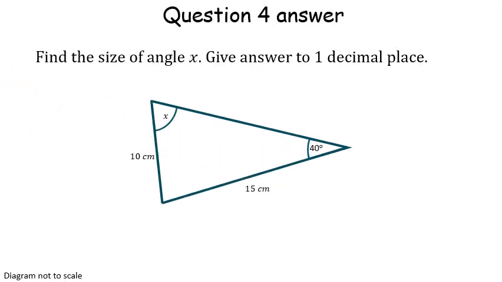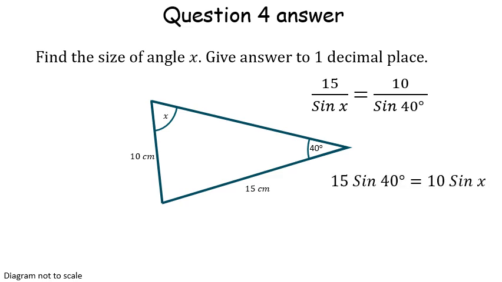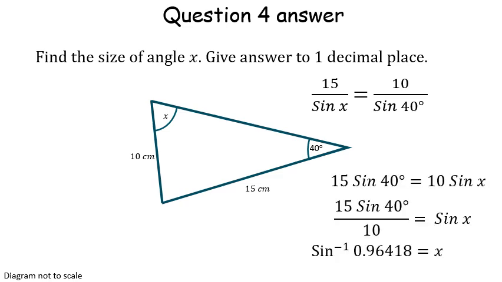Question 4. Again, here the angle x pairs with its opposite side of 15 centimetres and 40 degrees pairs with the opposite side of 10 centimetres. With this information we can use the sine rule and solve to get x equals 74.6 degrees.